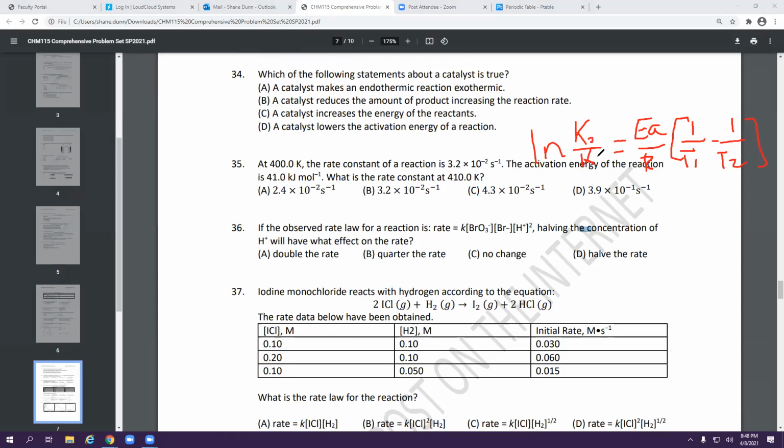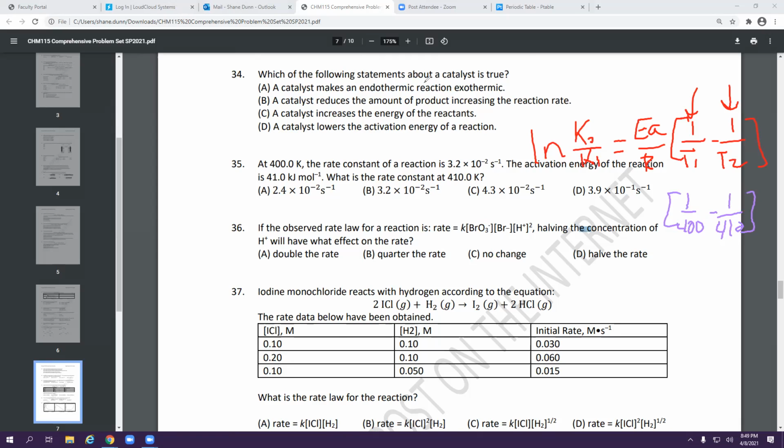So then we can plug it in. So we are solving for K2, right? Because we are changing the temperature, which means we're changing the K value. So first off, you have to solve for the T's over here. So let's use, I don't know, purple. So this right here will be 1 over 400 minus 1 over 410.